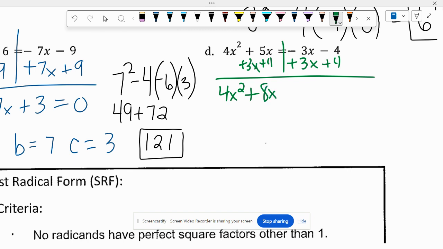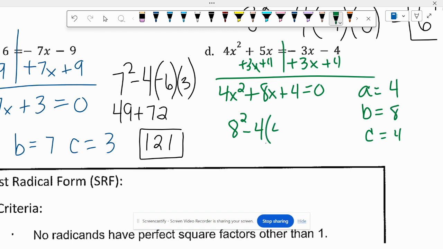Good job. 4x squared plus 8x plus 4 equals 0. What's the value of A? What's the value of B? What's the value of C? So b squared, 8 squared, minus 4 times a, which is 4, times c, which is also 4.